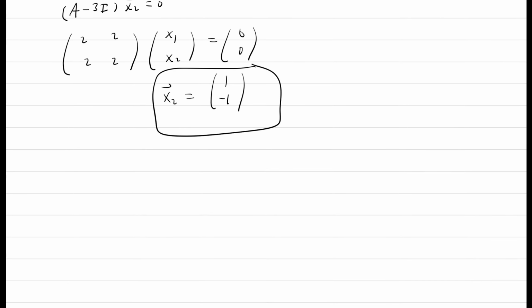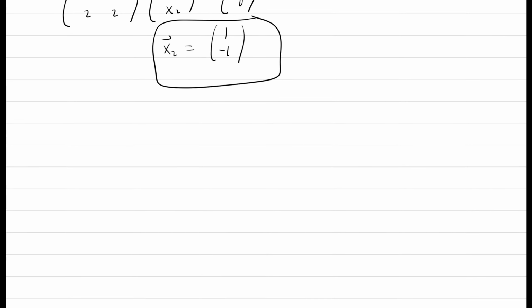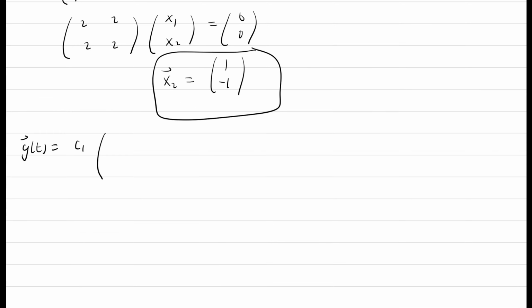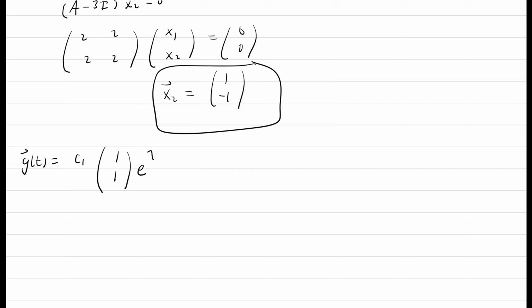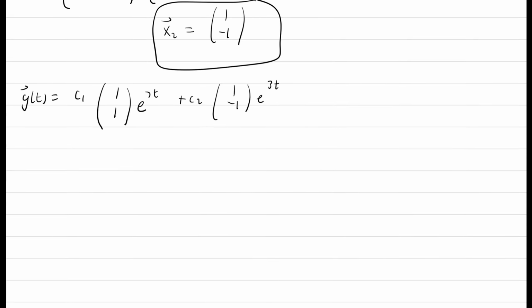And so now we can start to construct our solution, right? So we said that solutions are going to be vector valued functions that take this form: C1 times eigenvector 1, which was 1, 1, e to the eigenvalue 1, which was 7, if I'm not mistaken. Sorry, 7t, plus C2 times eigenvector 2, e to this 3t. Okay. So the problem just wants us to find a linearly independent pair of solutions.